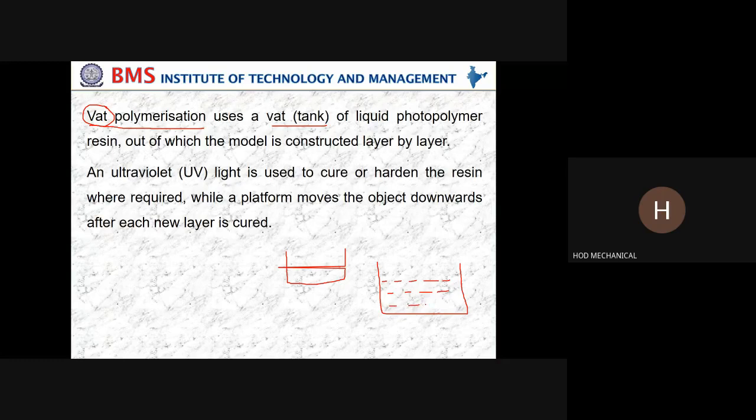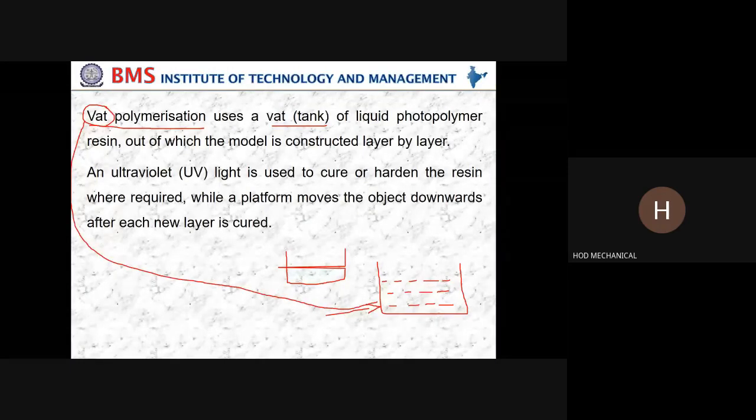So this is called your tank, which is called your vat. This is generally called the vat. Vat is also called a tank. So photopolymerization uses a vat or tank of liquid photopolymer resin, out of which the model is constructed layer by layer. Now please understand carefully.